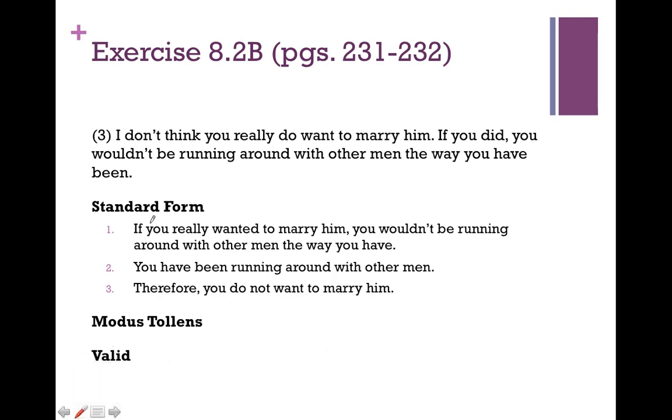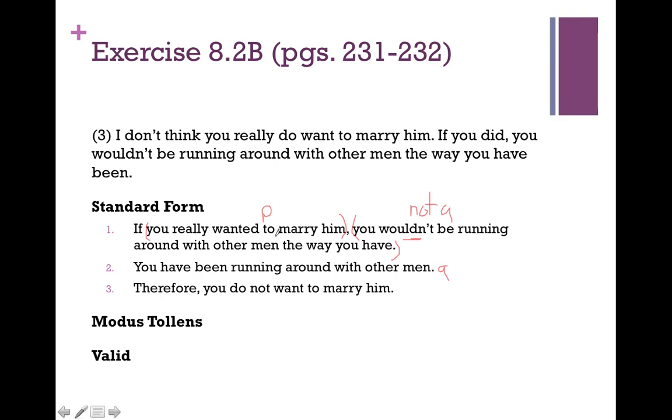Well, let's think about this, and we could put parentheses around our antecedent, which is "you really want to marry him," and then we have our consequent here, "you wouldn't be running around with other men." Now notice we have that negative there. So this is going to be not Q, right? And what is Q referring to? Well, if "you wouldn't be running around with other men" is not Q, then Q is just "you have been running around with other men." So here we have Q. And then we have down here, you do not want to marry him.